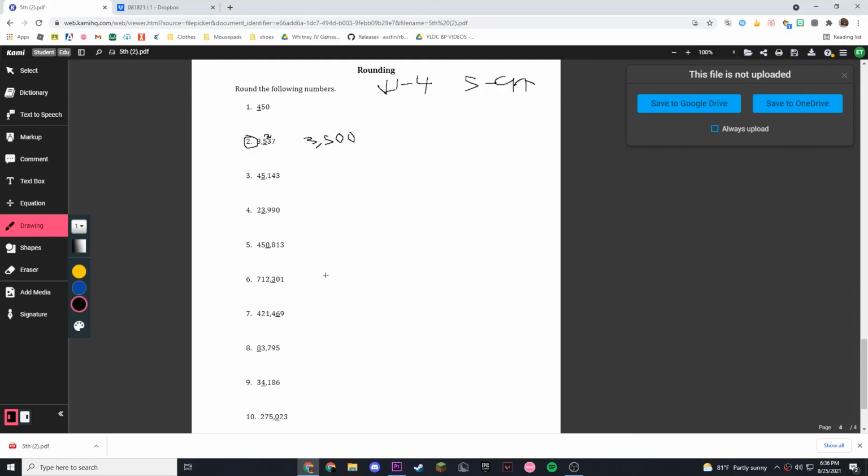For number 5, we have the number 450,813. Now, we're rounding to the right of the number 0, which is a number 8. 8 is between 5 and 9, so we're rounding up. When we're rounding up, we go one number above the underlined number. So, in this case, 450,000 would become 451,000, and we just fill in the rest with zeros.